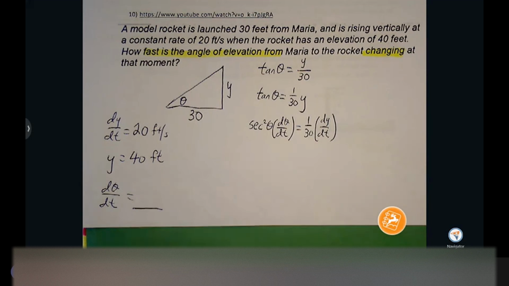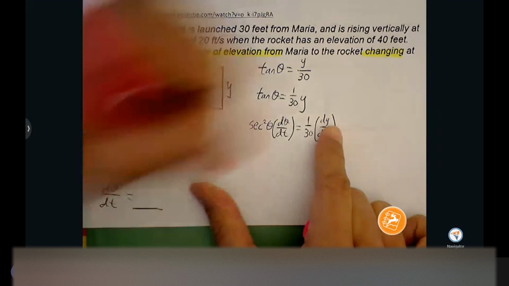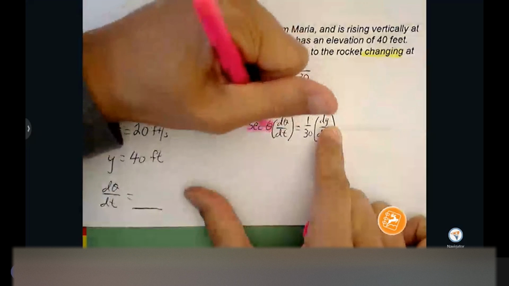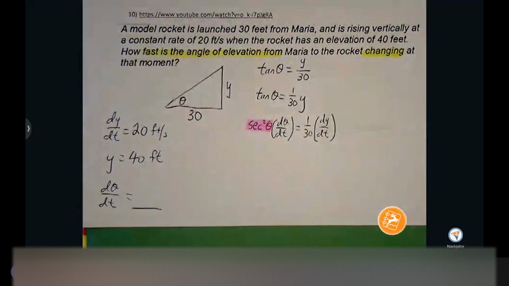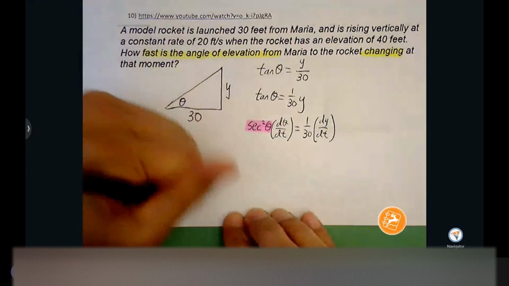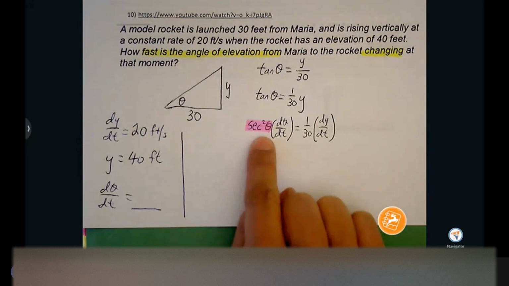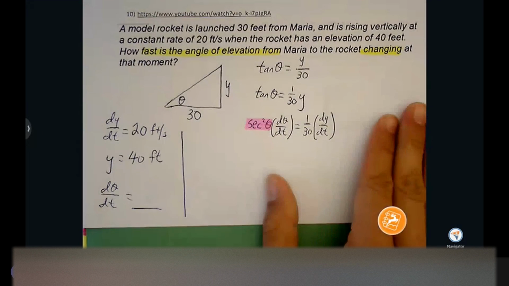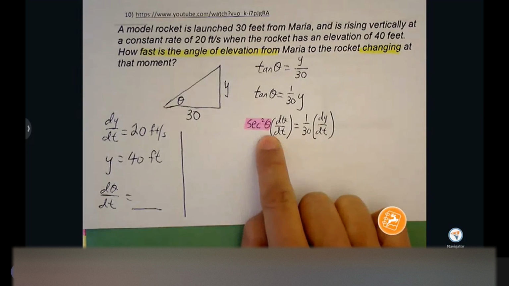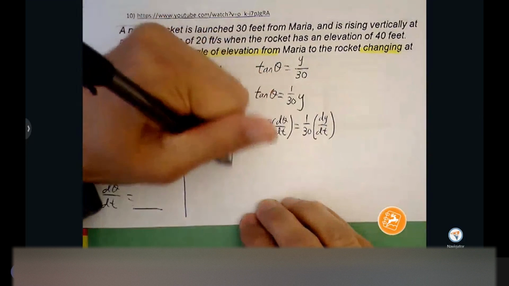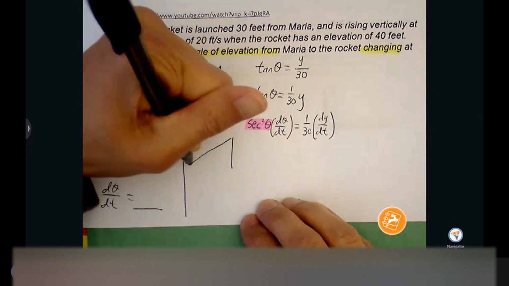But then there's still something that stands out, right? The fact that we don't have anything for secant squared theta yet. And so this is where our next piece of work is going to come from. This is what makes this unique. This related rates problem requires us to do that extra step with that trig function. So that extra step is creating a second triangle with all the sides labeled.